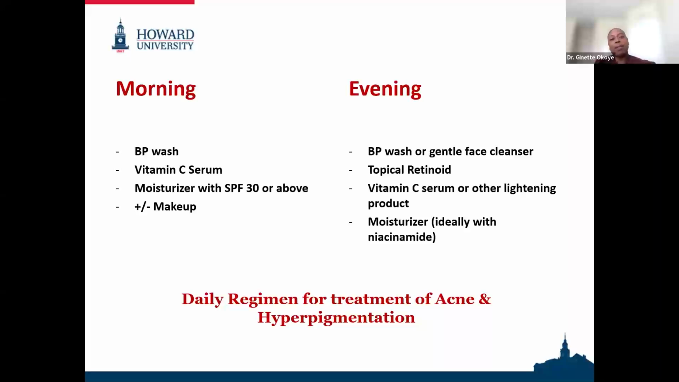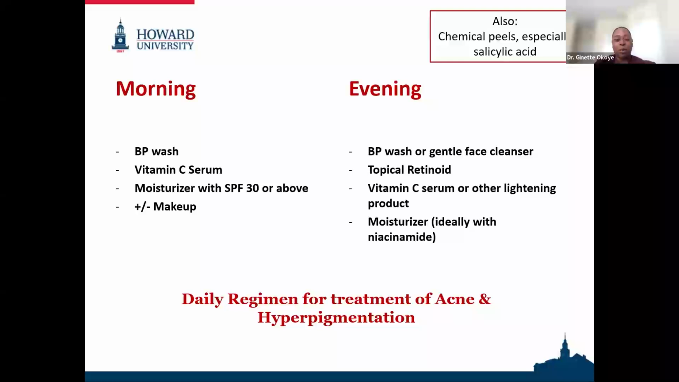And then in the evening, I tell them either use a gentle face wash or they can use their benzoyl peroxide wash again, followed by the topical retinoid. Then they could put the vitamin C again on top of that, and then a moisturizer that contains niacinamide. So niacinamide also helps with hyperpigmentation. And so, take a little screenshot here. You can even use this for yourself. This is a great regimen for good skincare as well.